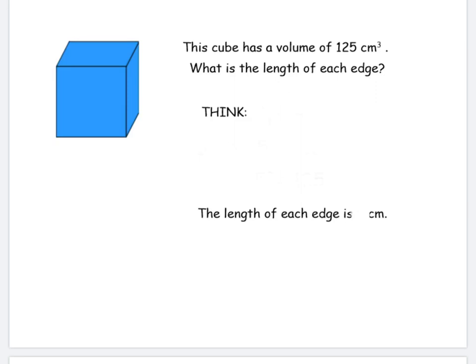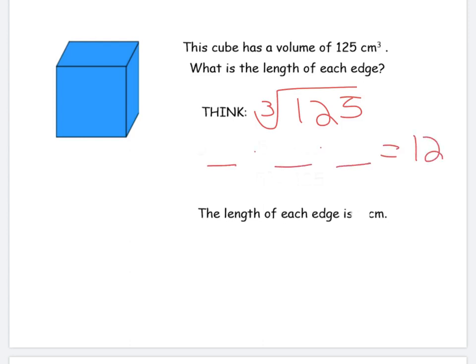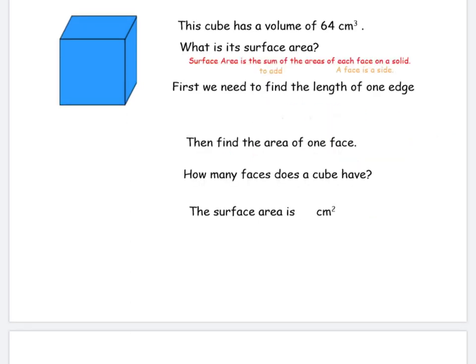Let's take a look at a problem similar to the one we just did. This time we know the volume is 125 centimeters cubed. What is the length of each edge? We're looking at the cube root of 125, or basically what number times itself 3 times is going to give me 125. We should recognize that that's 5, because 5 times 5 times 5, or 5 cubed, is equal to 125. So the length of each edge is 5 centimeters. Again, we're looking at length, not volume, so it's just centimeters.